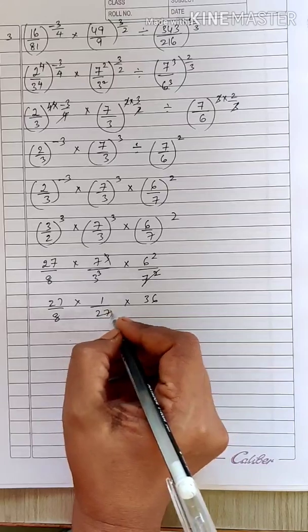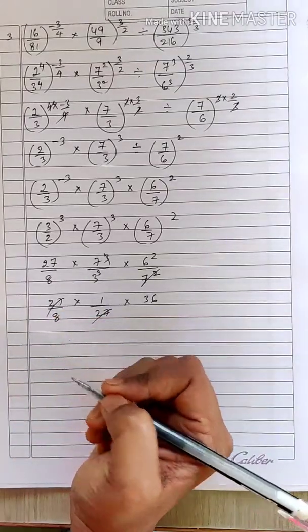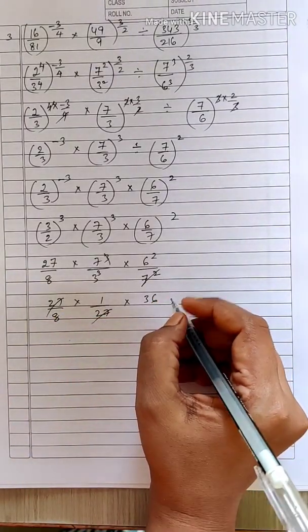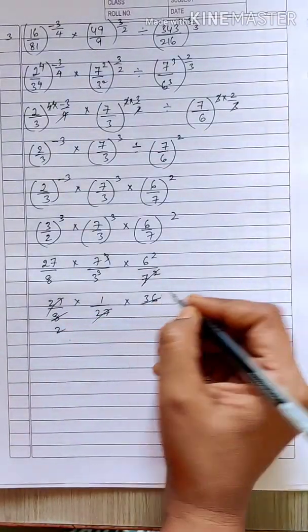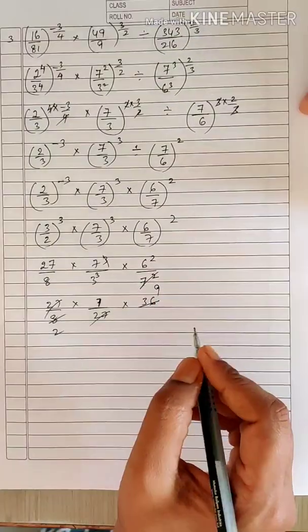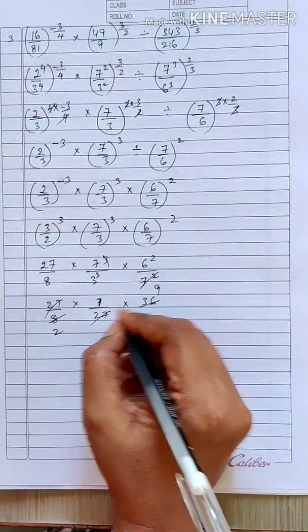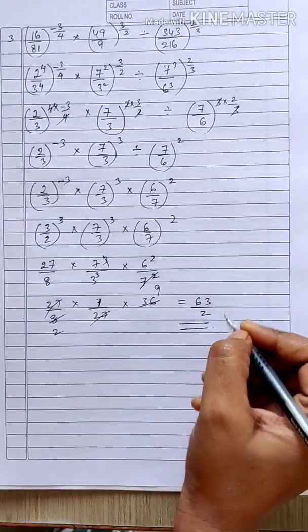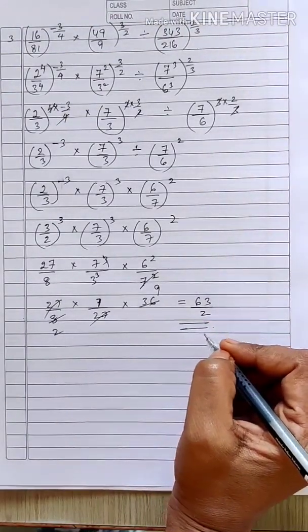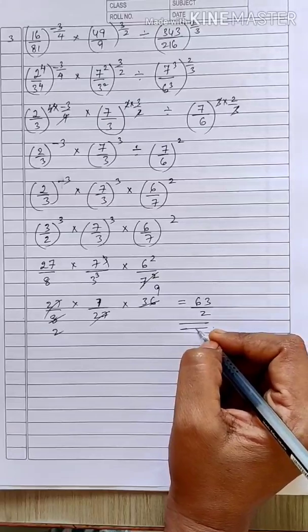This is 27 and 27 gets cancelled and this is 36. 4 2s are and 4 9s are. So 7 into 9, 63. 63 by 2. If you want, you can express this in the mixed fraction form also.